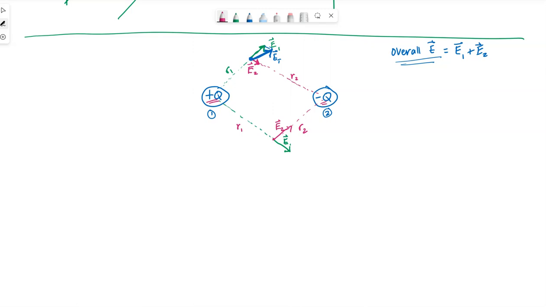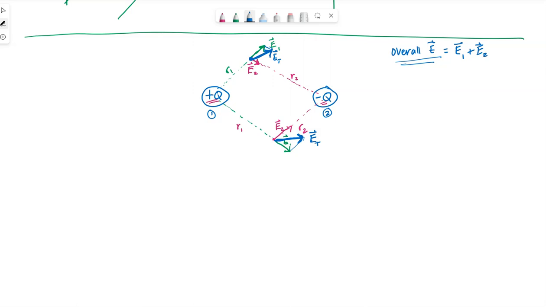But if we're talking the same distance away and positive Q and negative Q have the same magnitude of charge, those y components are going to cancel. If we add these vectors together, we will get an overall or total electric field vector at that location that points directly to the right.